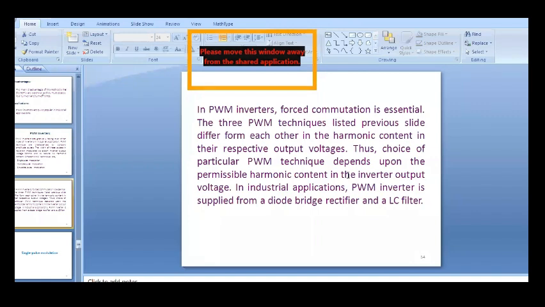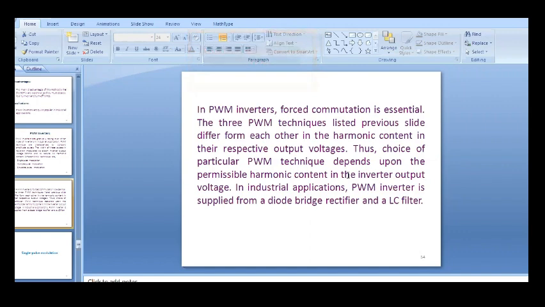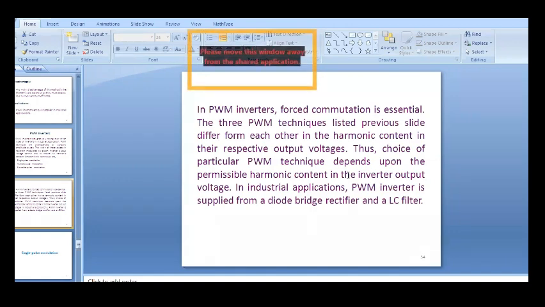In industrial applications, the PWM inverter is supplied from a diode bridge rectifier and an LC filter. As you know, a diode bridge rectifier is incorporated. There are different topologies and many applications, the industrial application, and sometimes the PWM inverter is incorporated in other applications also, in medical applications, in high frequency applications. There are lots of applications.